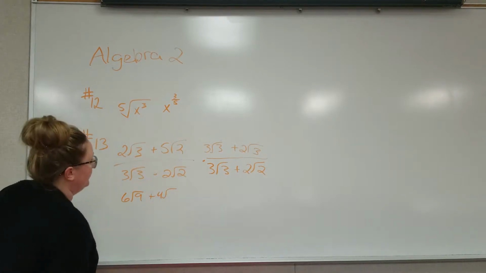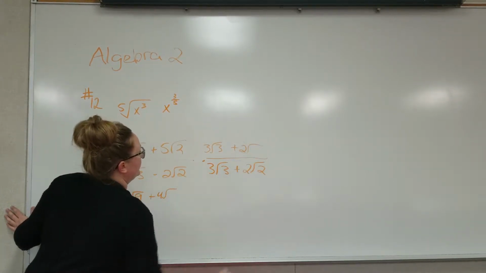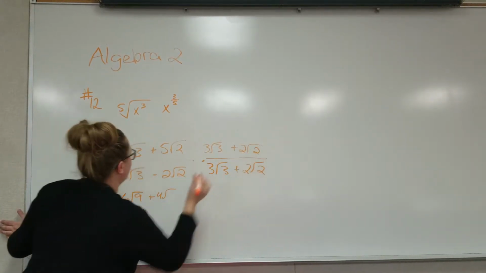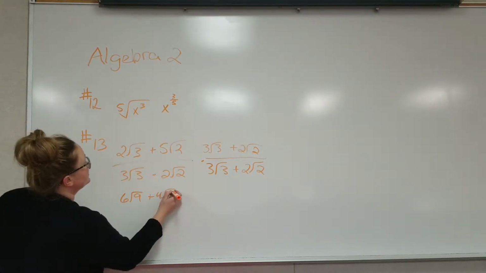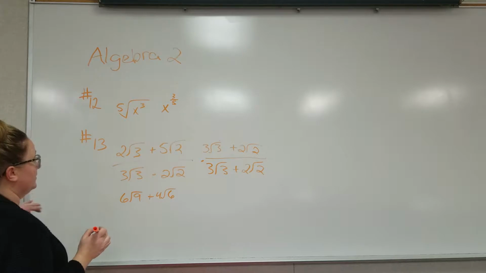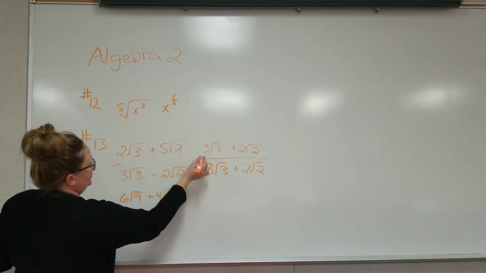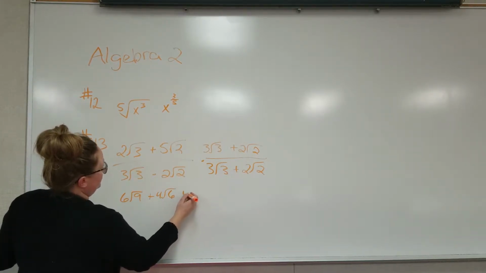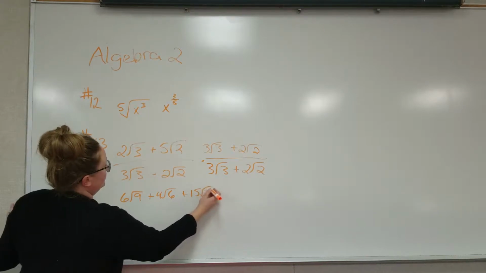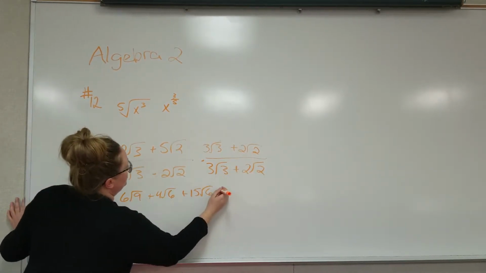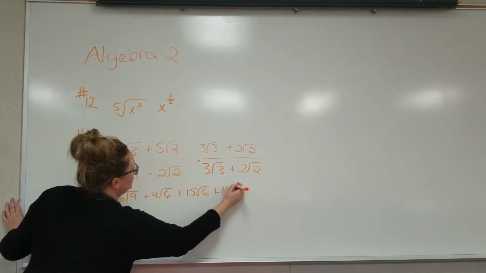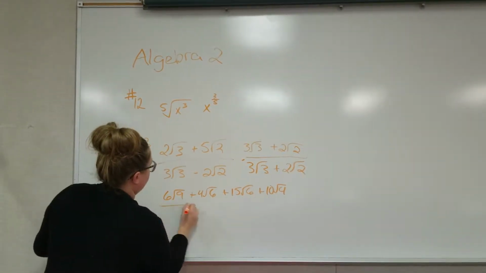It's because I wrote that wrong. I'm like, that's not right. That should be a 2. All right, 2 square roots of 3 times 2 square roots of 2 gives you 4 square roots of 6, all right? Inner gives you 5 square roots of 2 times 3 square roots of 3 gives you 15 square roots of 6. And last is 5 square roots of 2 times 2 square roots of 2, which gives you 10 square roots of 4. All right, that's the top.